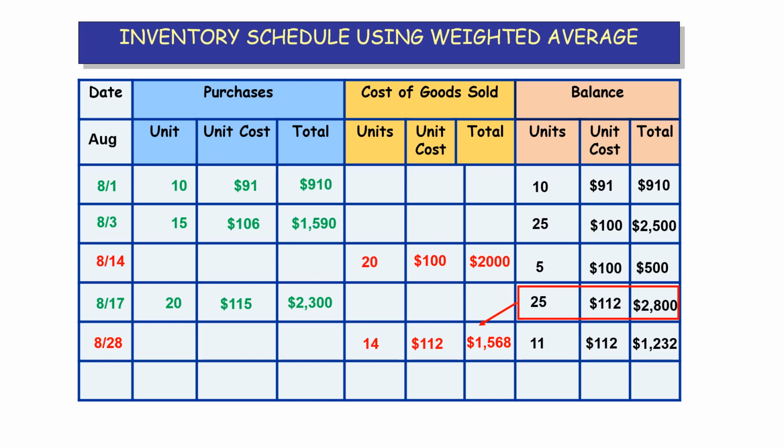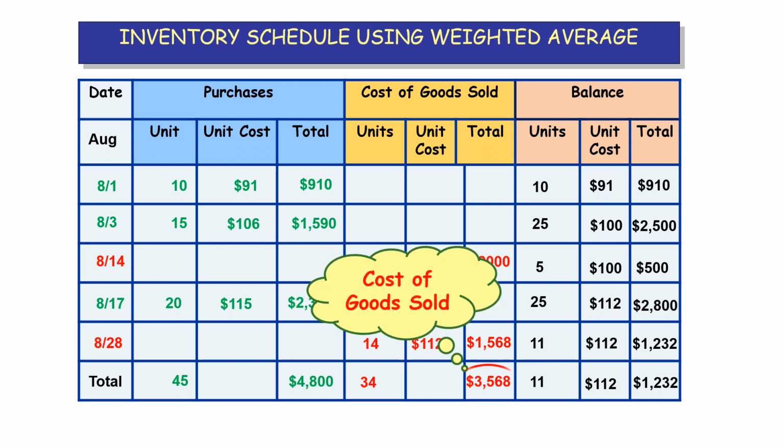So now we have filled this, taken the information from the question and filled it in. And time now to add the columns. So my total purchases are 45 units at 4,800. The cost of goods sold will be 35 units I sold, and the cost of those is $3,568. Now in the balance, the remaining inventory is 11 units, so I'm just gonna copy the last line. 11 units at $112 will give me $1,232 as the remaining inventory.